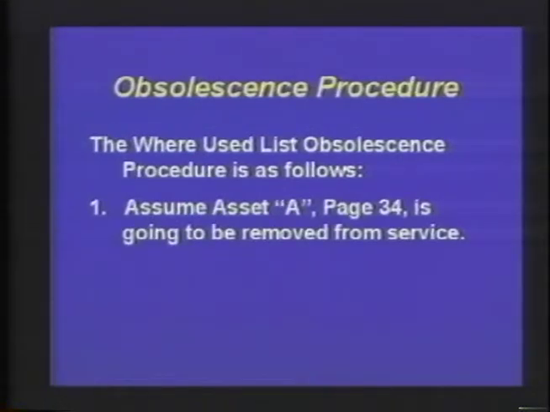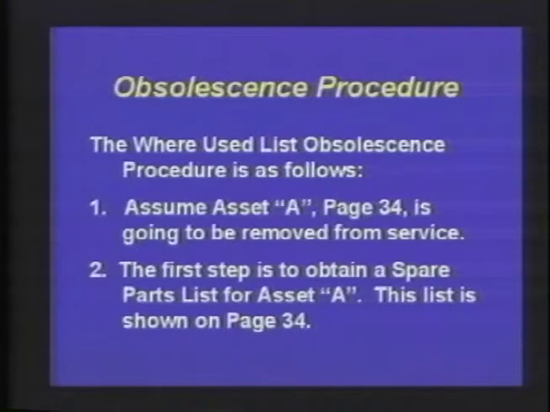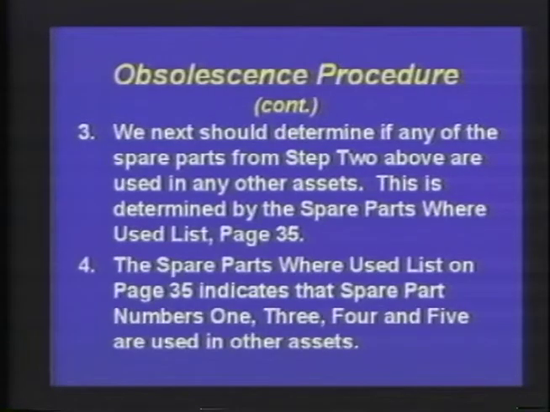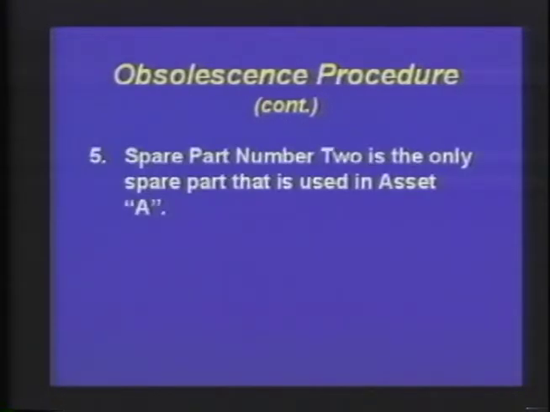So the next step, step 2, would be the development of the spare parts list, which is located on page 34. Then we're going to find out where those spare parts are used, so I go to the where used list, which is on page 35. And you'll notice from step number 4, the spare parts used list on 35 indicates the spare part numbers 1, 3, 4, and 5 are used in other assets. But step 5 says that part number 2 is only used in A. Therefore, part number 2 is truly a candidate for obsolescence.